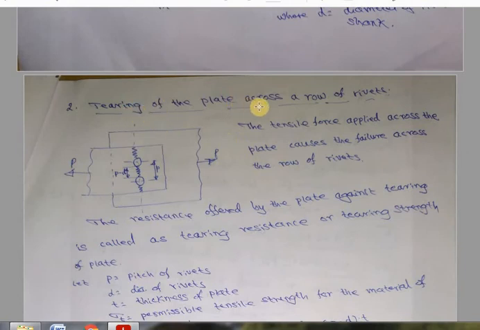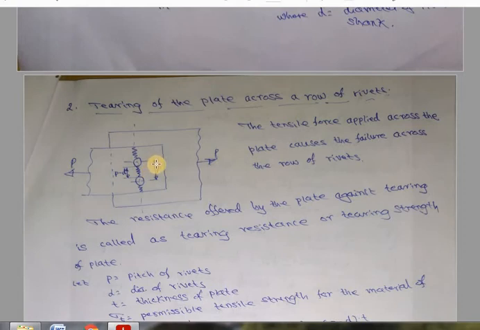Next is a tearing of the plate across the row of rivets. You can see here, same plate again. The edge of the plate does not fail now, because I have kept a margin of 1.5 already. So along the row, the wavy line, whatever I have shown, this can fail. Like this, then the plate gets separated.